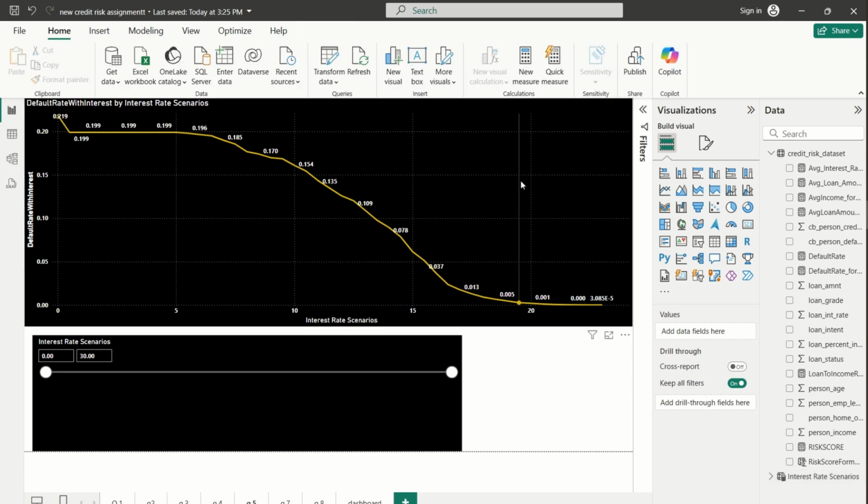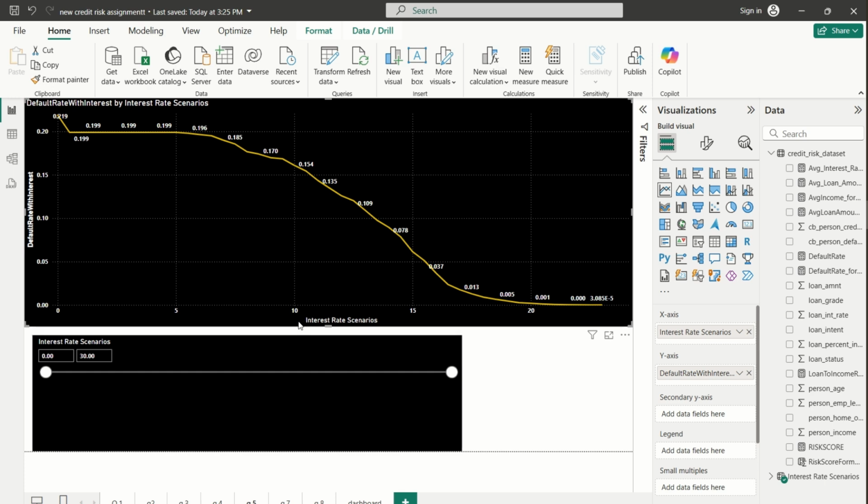Now for visualization, I have used a line chart. On the x-axis, I have added interest rate scenario, and on the y-axis, I have added default rate with interest. Here you can see on the x-axis, the interest rate starts from 0, 5, 10, 15, 20, and the default rate starts from 0.00 to 0.20.